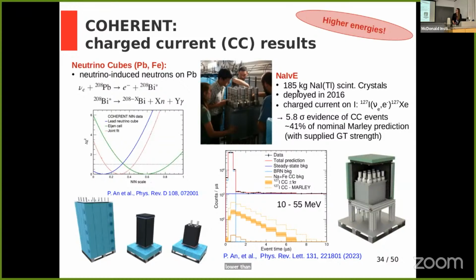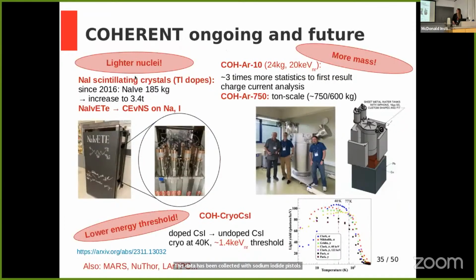The same was true for the charged current interactions on sodium iodide, which was also data collected with the setup called NaIvE. In this case, it turns out that from the prediction, which was done with a code called MARLEY, in comparison only about 41% of the events were actually measured, which makes it very interesting for the people who do these theory calculations to investigate why there's such a discrepancy between experiment and theory. This data has been collected with sodium iodide crystals. COHERENT has a lot of them.